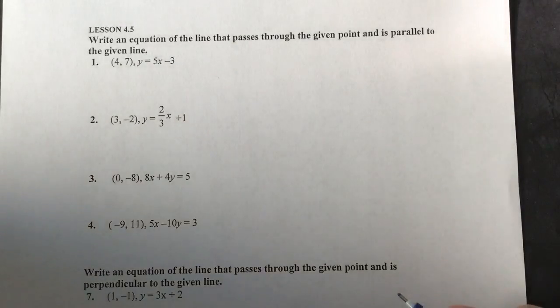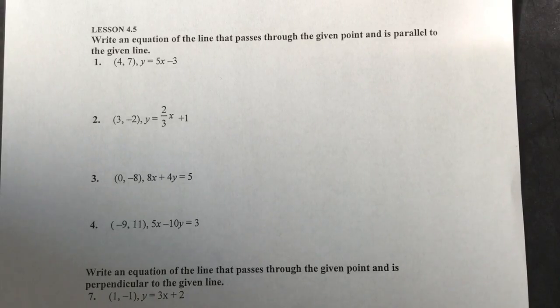Okay, today's lesson is on parallel and perpendicular lines. First, we're going to talk about parallel lines. Parallel lines are two lines that continue forever and ever in both directions and never cross or intersect. Okay, there's one thing that two lines need in order to be parallel, and it is the same slope.